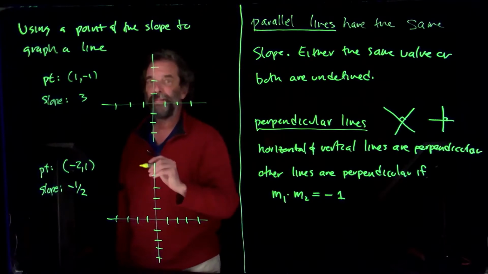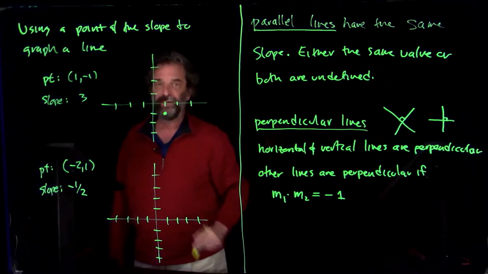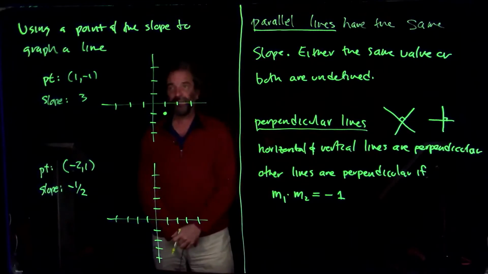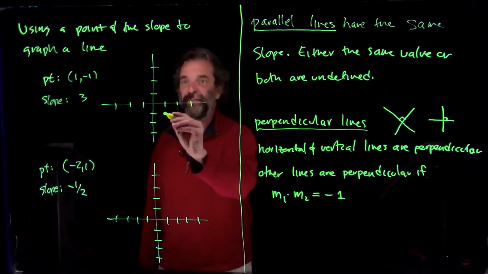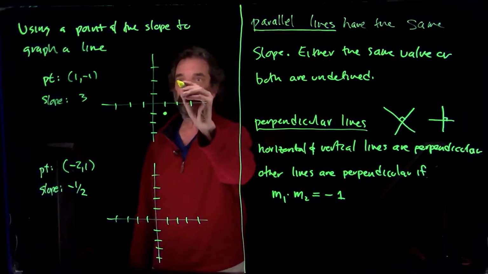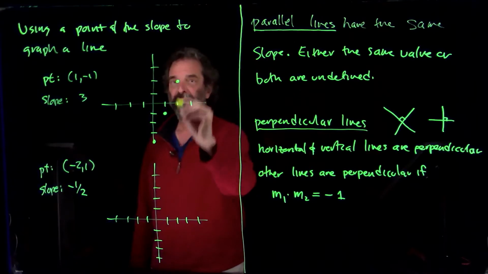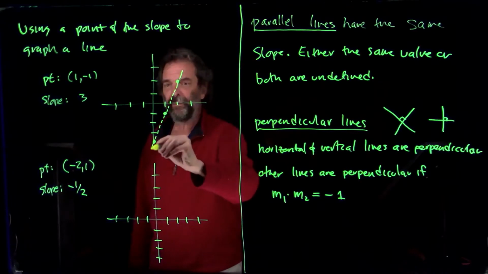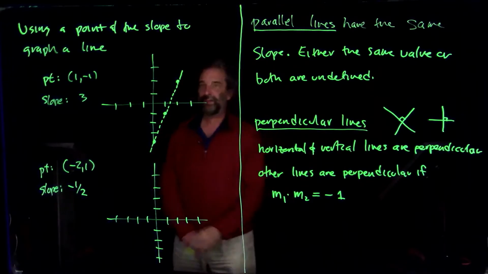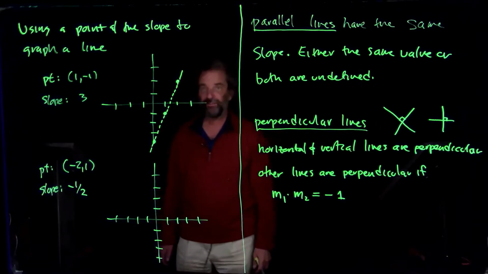So first we find (1, -1). X is 1, y is, here we are. And then we have to create slope 3. So we want to go over 1, up 3, or back 1, down 3, and then create a line like that that has the given slope. Not too bad.